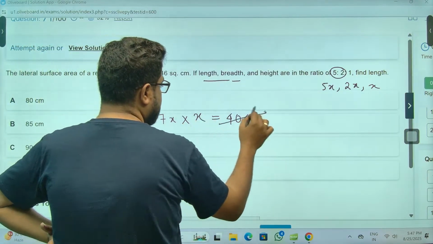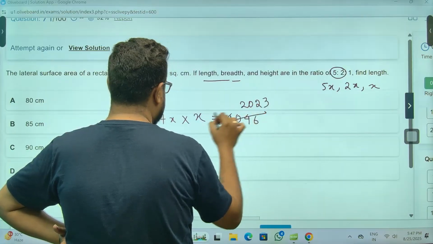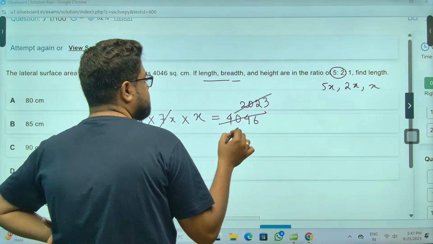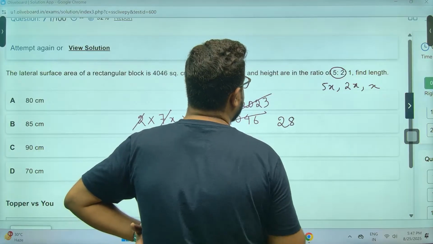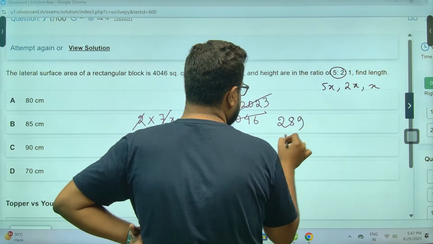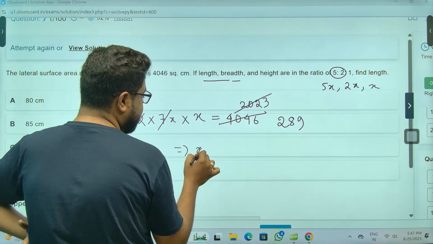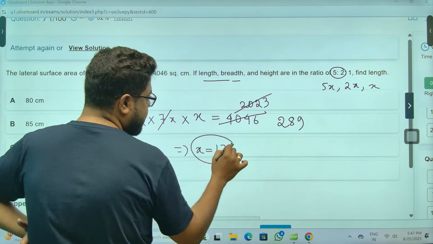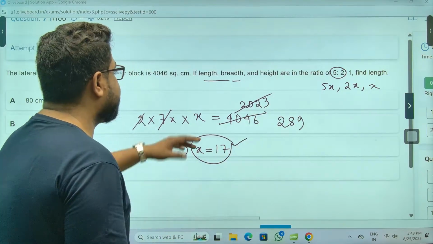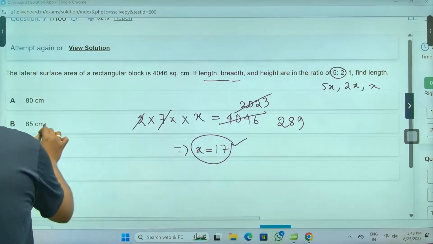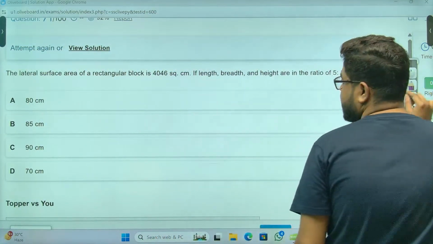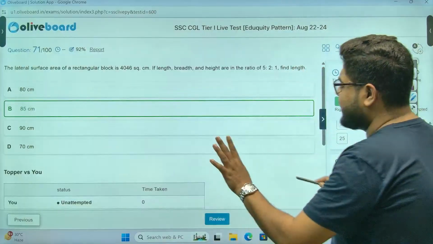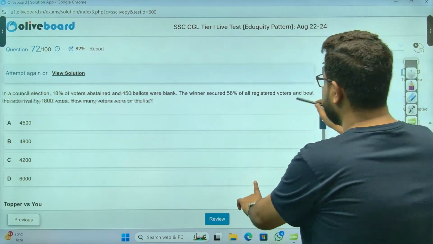So 2, 20, 23, 7. 7 8s are 56. 7 9s are 63. X is 17, sir. X square is 289. They're asking to find the length. 5 17s are 85. That is B, the answer, sir. B is most definitely your correct answer. Very, very, very simple questions once again. Next one, sir.